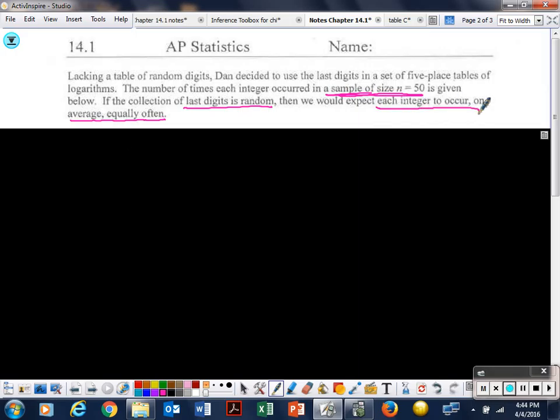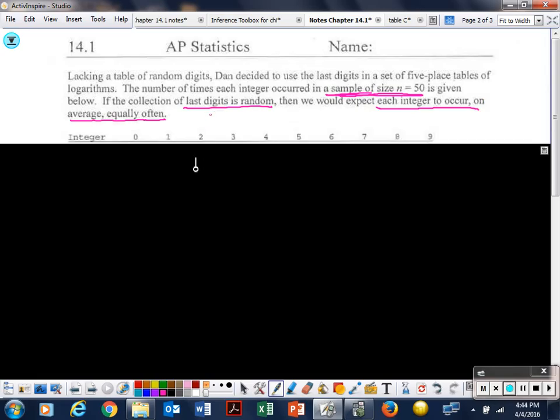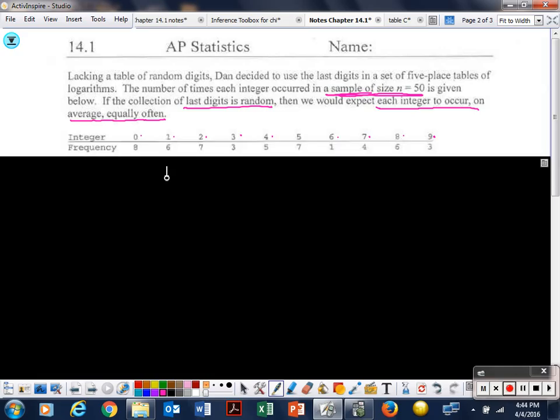Before I even look at the table, think about this: each integer should occur equally often. Looking at the table, we've got the digits 0 through 9. The frequency is given below. 0 showed up 8 times, 1 showed up 6 times, 2 showed up 7, 3 showed up 3, 4 showed up 5, 5 showed up 7 times, 6 showed up 1 time, 7 showed up 4 times, 8 showed up 6 times, 9 showed up 3 times.